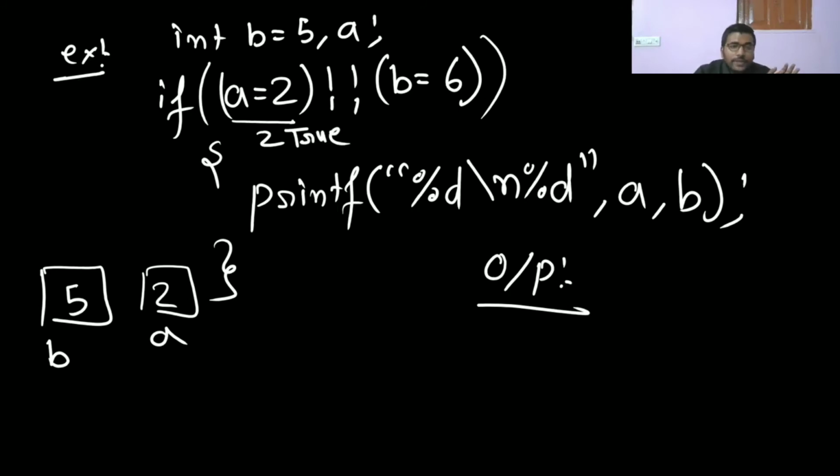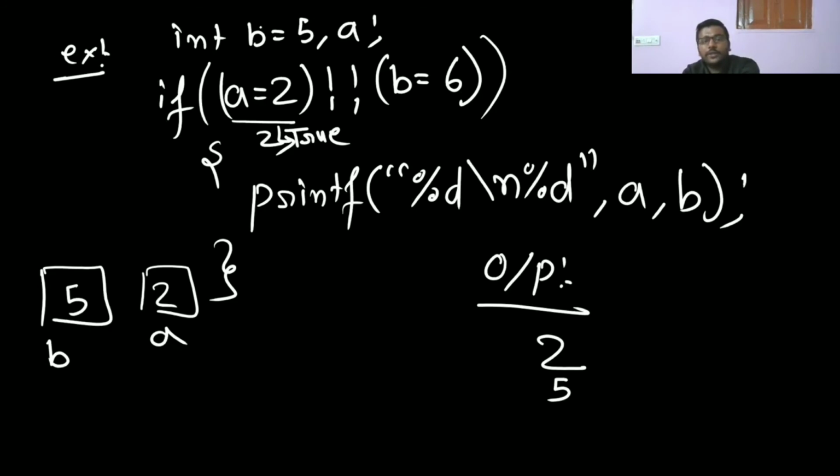You can try this one at home. It will be true. Now it will go there and print A. So A is going to be 2 and B is going to be 5, because this did not happen. So 2 and 5 like this, because I have given a new line. That is what I wanted to explain. Okay, is it clear?